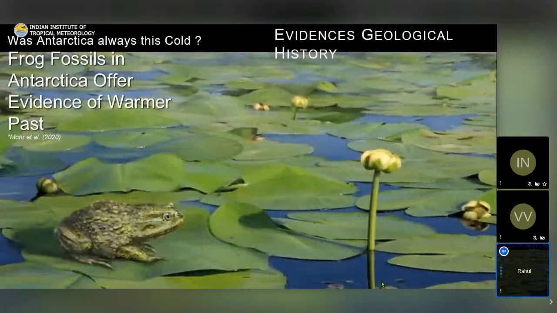So again, coming to, was Antarctica that cold? No. Now that we have plant fossil remains, we have coal seams that have been found. And this paper came very recently, a couple of or 3 weeks back, on frog fossils being found in Antarctica. So these are helmeted frogs which have linkages to South America. So we can say that yes, Antarctica was not cold long back ago.